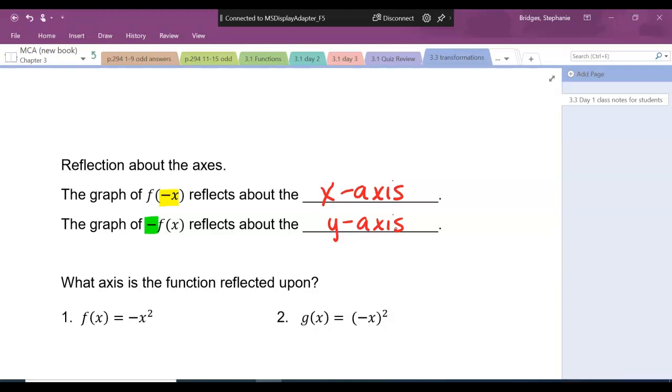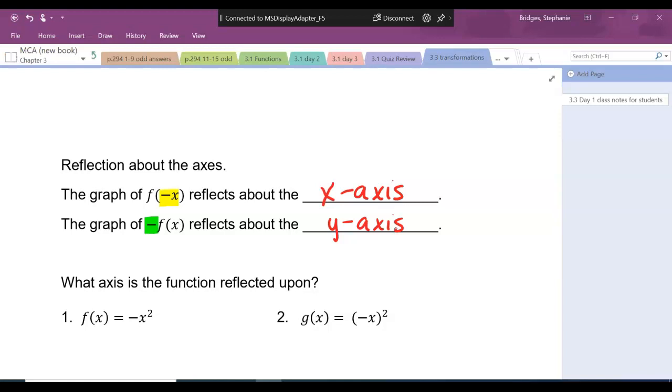And then, if there is a negative in front of my function, that reflects on the x-axis. This is just a summary of what we've done so far. And then if the negative is inside of my function, then it reflects on the y-axis, which is much harder to see sometimes, or sometimes you can't see it if you're just looking at a graph. Okay, so that's what we've talked about so far.